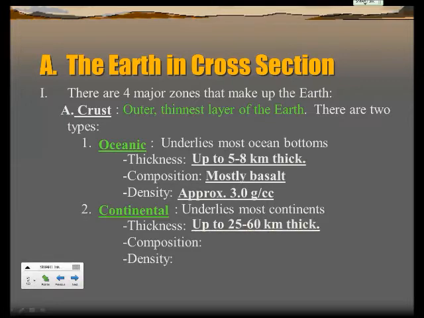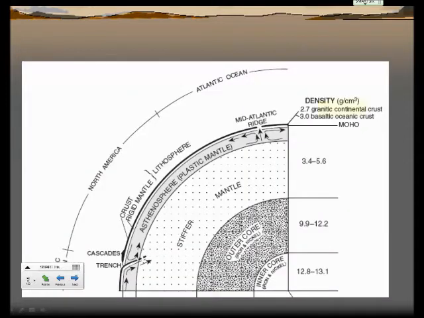Continental crust, much, much thicker, 25 to 60 kilometers thick in this case. Mostly granite. Remember, granite is the most common intrusive igneous rock on the planet. And the density, a little bit less, which we talked about before, how the continents are kind of like floating on top of the oceanic crust.